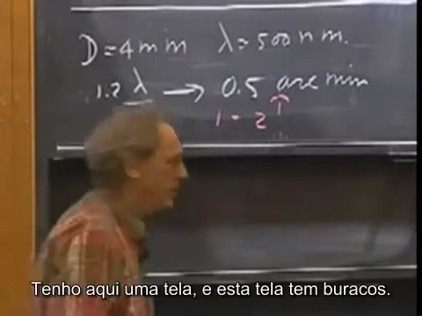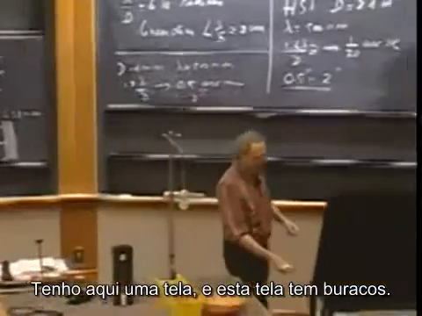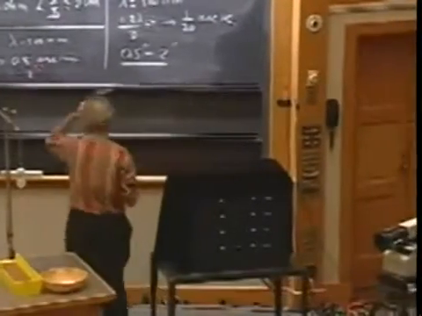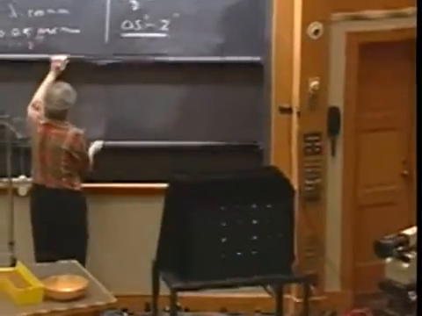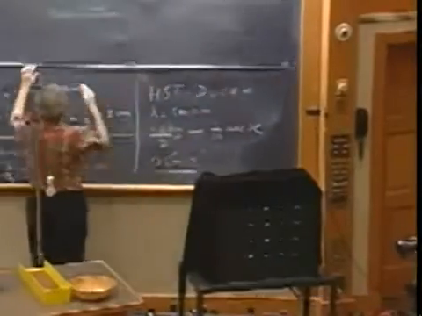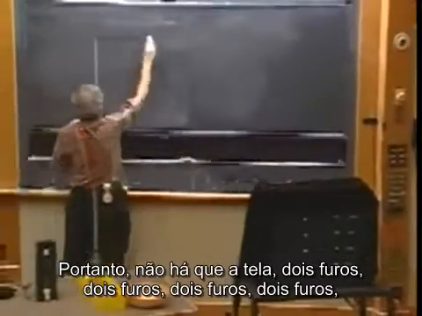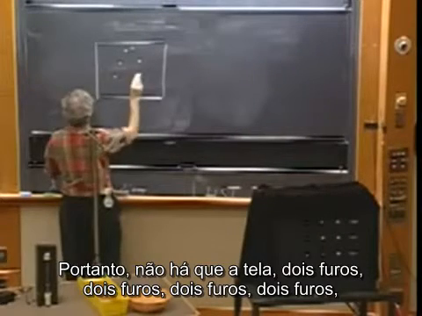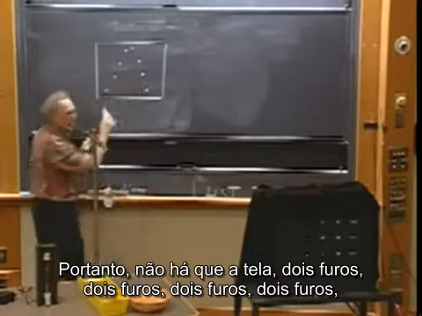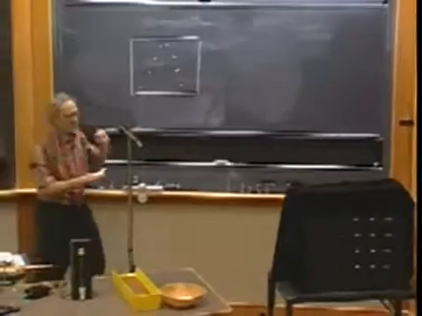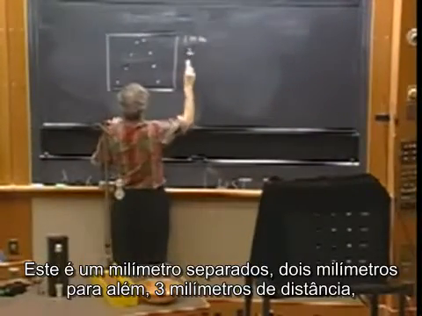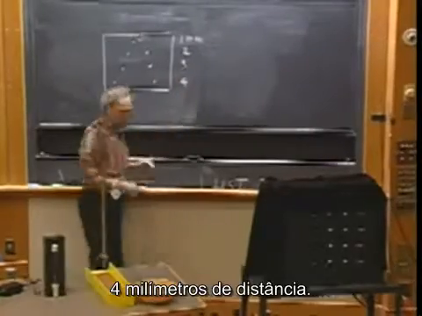I have here a screen. And this screen has holes in it. And I'll give you the code of the holes. So here is that screen. 2 holes, 2 holes, 2 holes, 2 holes, and we repeat them 3 times. This is 1 millimeter apart, 2 millimeters apart, 3 millimeters apart, 4 millimeters apart.